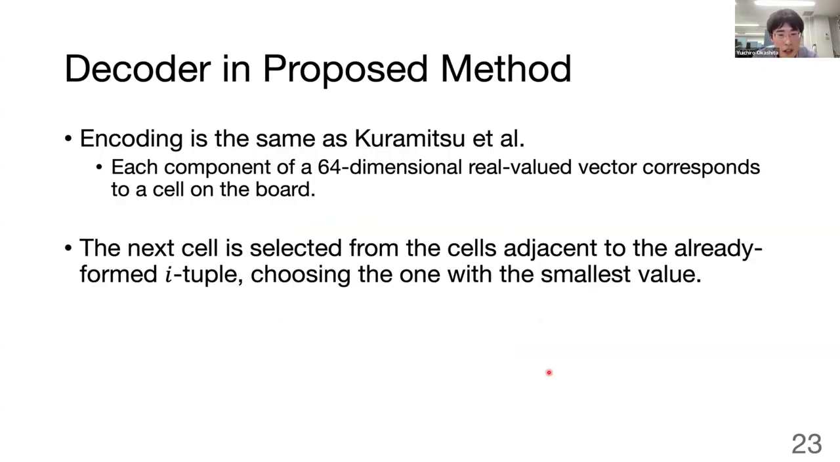In our decoder, the encoding is the same as in Kramitz et al. A single n-tuple is represented as a real-valued vector, where each component corresponds to a cell on the board. However, the way cells are selected is different. Our decoder selects the next cell from the cells adjacent to the already formed n-tuple, choosing the one with the smallest value. Let's look at a concrete example.